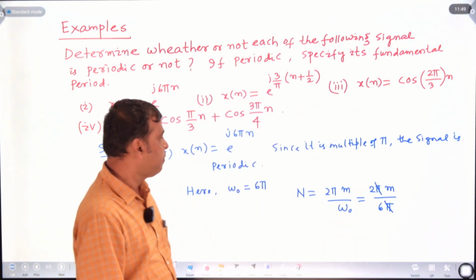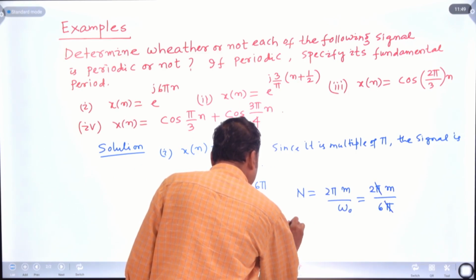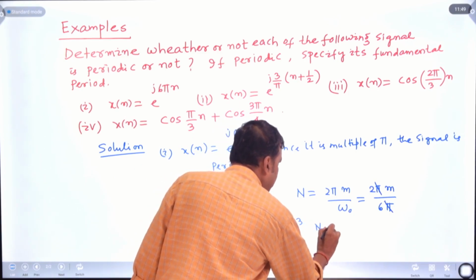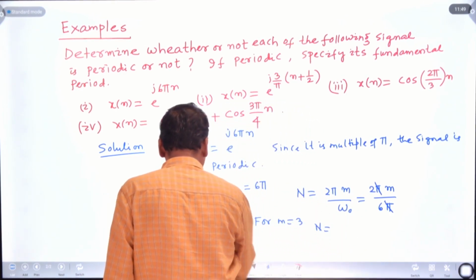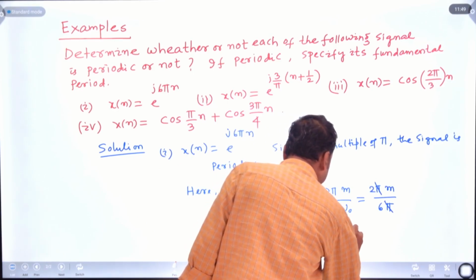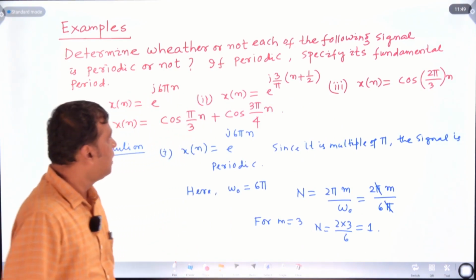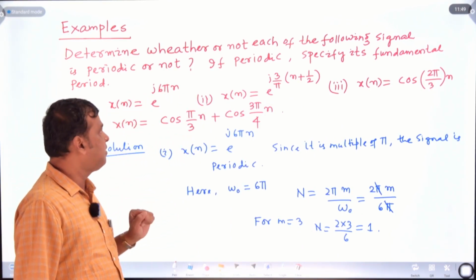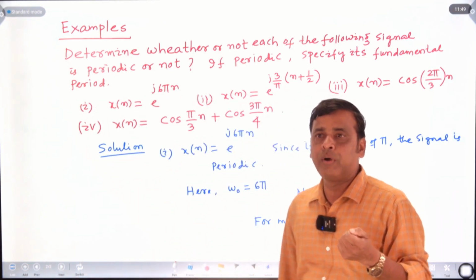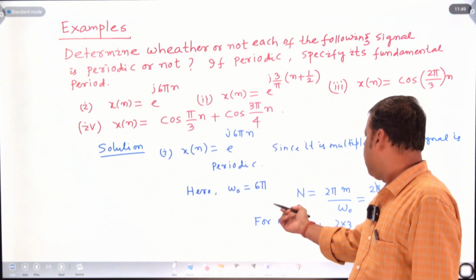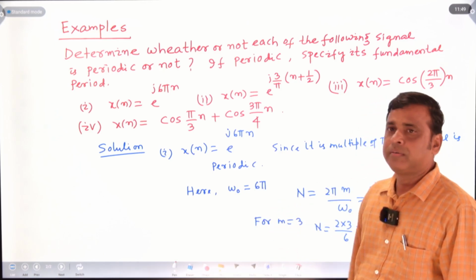Here, the minimum value of m that satisfies this is m equal to 3. So, for m equal to 3, then n will be how much? That will be 2 into 3 divided by 6, and the value will be 1. Now clearly here x of n equals e to the power j 6 pi n, and the signal is periodic because the fundamental frequency is a multiple of pi, and then to find the common period the value is n equal to 1.